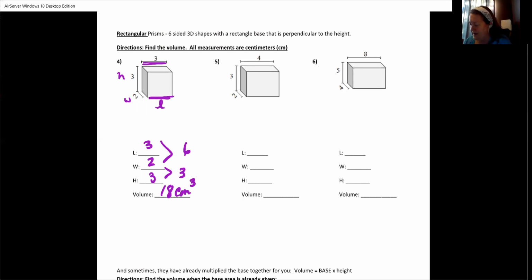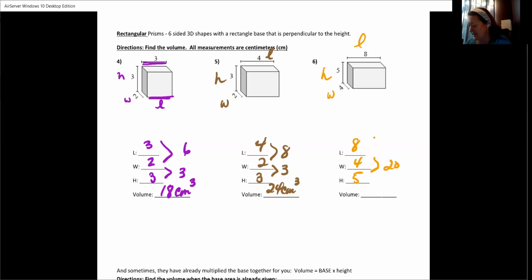Okay, next one. So this one we have length, we have width and we have height. So length is 4, width is 2, height is 3. So 8 times 3 is 24 cubic centimeters. And then our last one, here is our length, here is our width, here is our height. So length is 8, width is 4, height is 5. This one I'm going to do 20 times 8 because I think I can do that in my head. I think that's going to be 160 cubic centimeters.